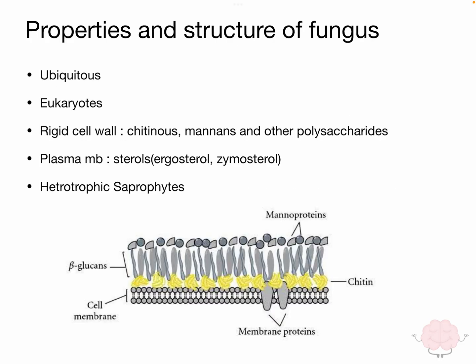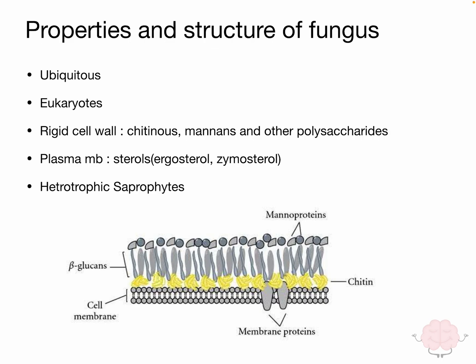So, properties and structure of fungus. We all have read about fungi in some or the other classes in our school days. It is ubiquitous, meaning it is found in every place of this world. It is a eukaryote. It has a rigid cell wall consisting of chitin, mannans, and other polysaccharides. As you can see in this diagram, we can see this yellow colored chitin, then beta glucans, and then mannoproteins. Now this cell wall structure is also of clinical importance, which we will be seeing in further slides.